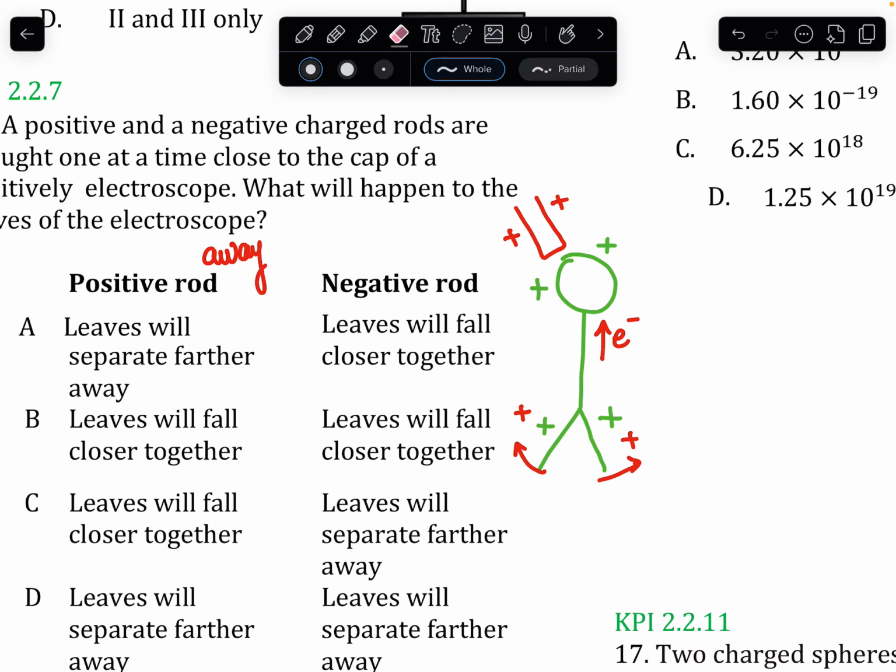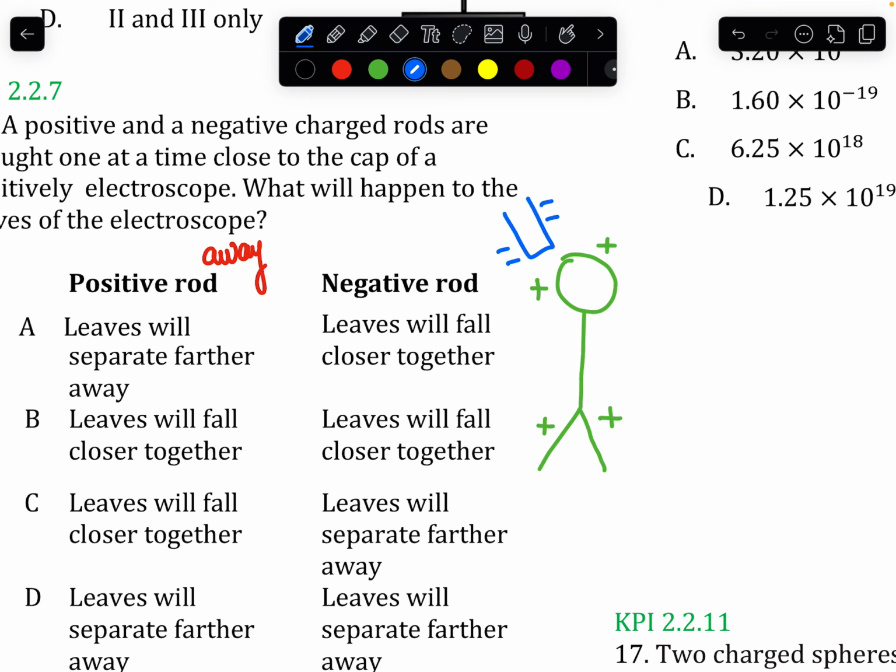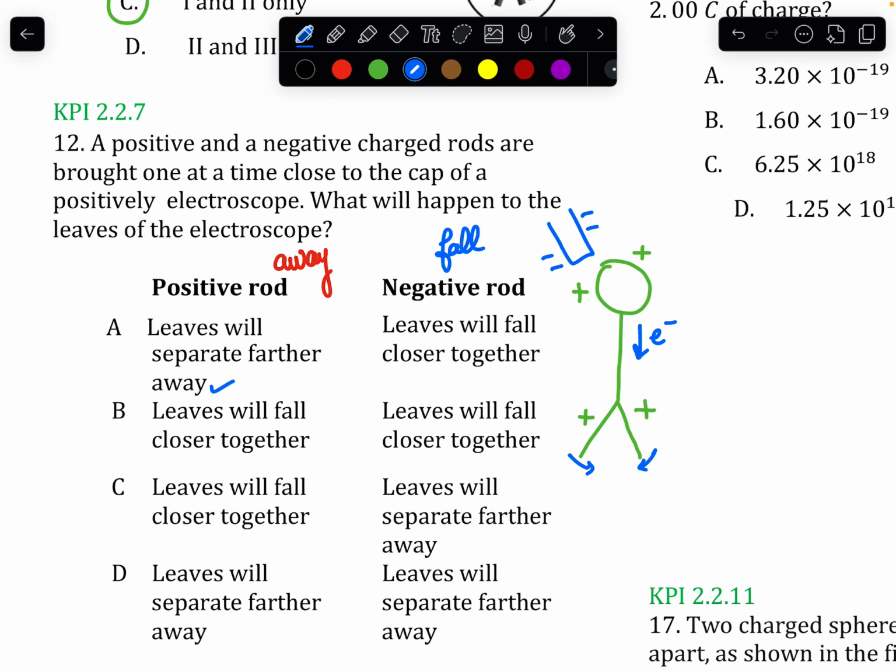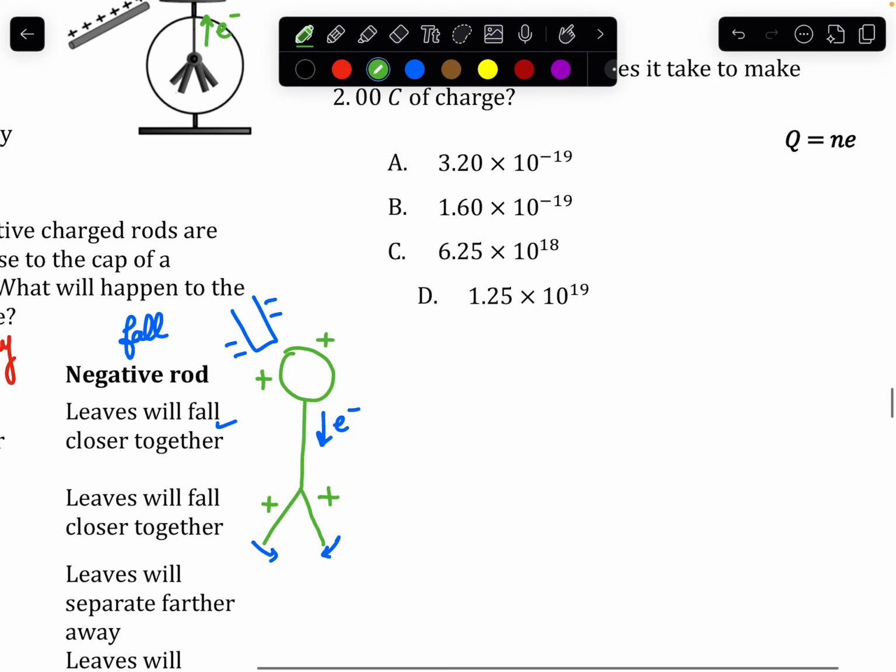For a negatively charged rod, if I approach, let's say, a negative rod, electrons will be repelled downward by the negatively charged rod, and here the leaves will become less positive and they will fall. So option A will give me the correct answer.